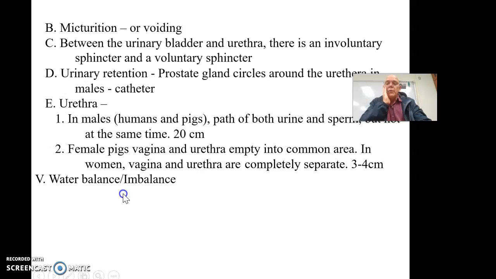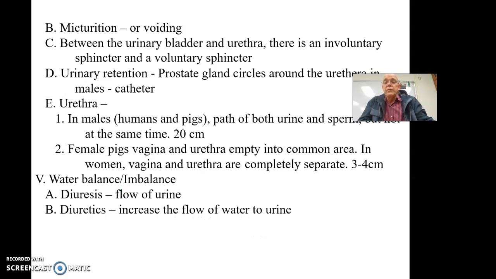All right, water balance or imbalance. A lot of your water, how much water you retain and how much you get rid of, is controlled by your kidneys, okay? And one of the things that we talk about is diuresis, a fancy word, but basically it means the flow of urine, the process of making urine and having urine flow out. Now, diuretics are chemicals that increase the amount of water in the urine, or increase the amount of urine.